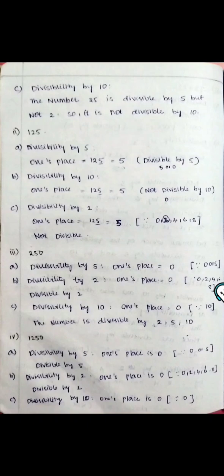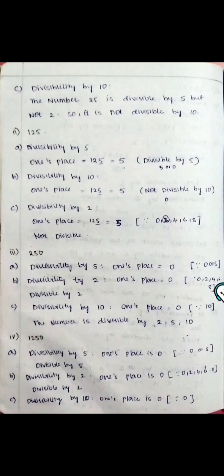And the next one is 125. As we now know the divisibility rules by 5, 10 and 2. For 5, what is the divisibility rule? In the ones place it should be 5. For 125 it is 5. So it is divisible by 5. And divisibility by 10. In the ones place what should be there? It should be 0. So it is not 0. So we can say that it is not divisible by 10. And the next one, divisibility by 2. The ones place is not 0, 2, 4, 6 or 8. That means we can say that it is not divisible by 2.